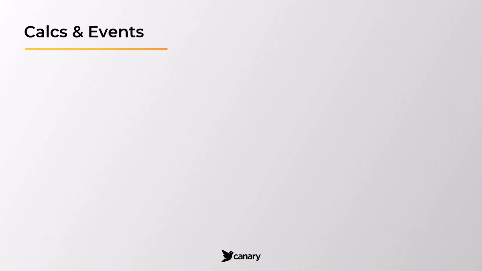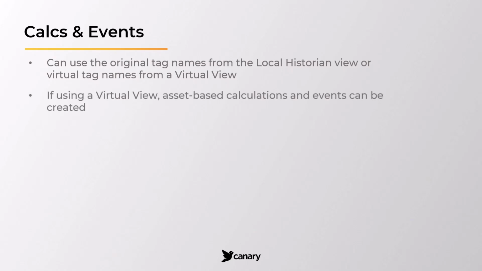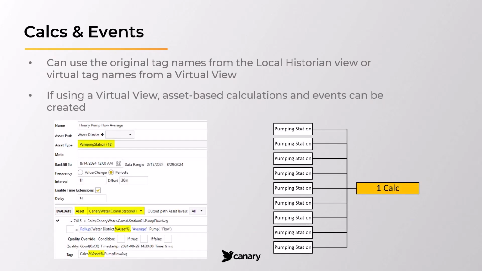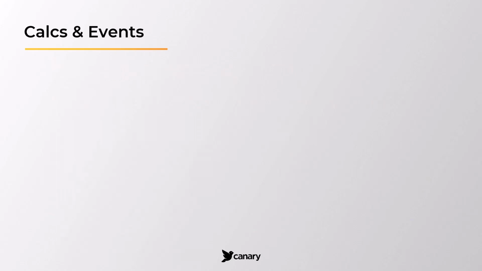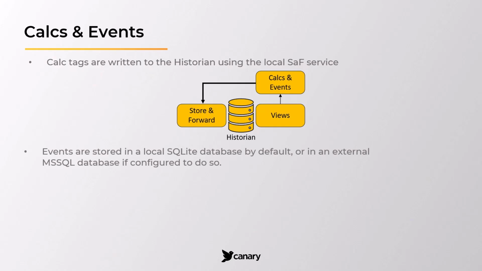Calculations and events can be created using the original tag names from the local historian view or the virtual tag names coming from a virtual view. If using a virtual view where assets have been defined, the user can create asset-based calcs and events. In this way, a single calculation can cover all of the assets of a given type without having to create a calculation for each one. Calc tags are written back to the historian using the local store and forward service, whereas events are stored in a local SQLite database or an external Microsoft SQL database if configured so.